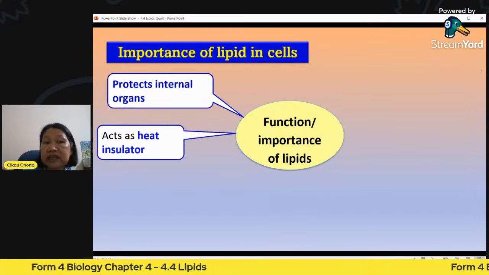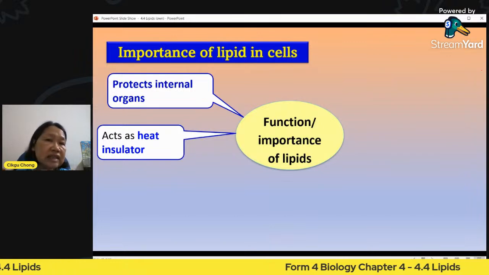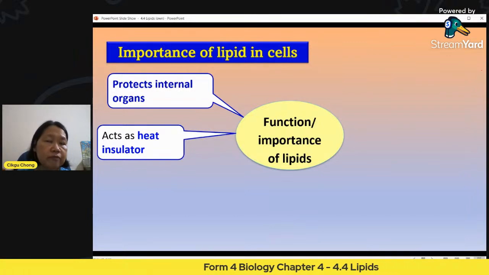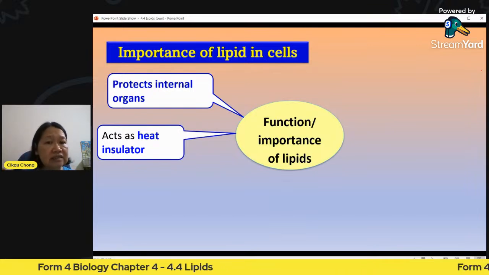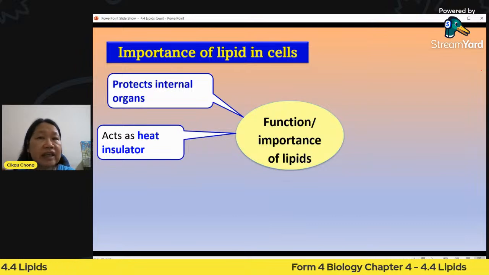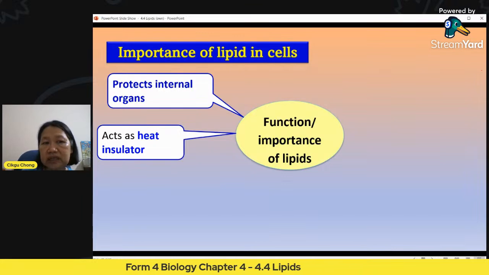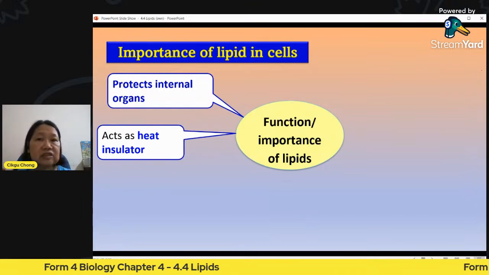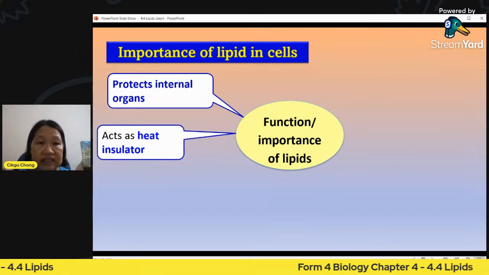Then it also acts as a heat insulator. So people with more fat are less likely to feel the cold. If both people are exposed, one fat person, one very thin person, the person who's got less fat would be more susceptible to feeling the cold, rather than a person who's got a lot of fat. Because lipid is a very good insulator. It does not allow the heat to be dispersed, or released.